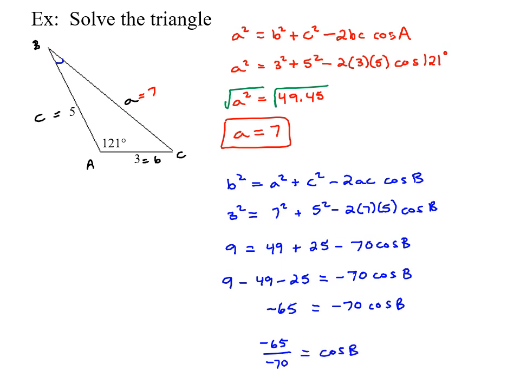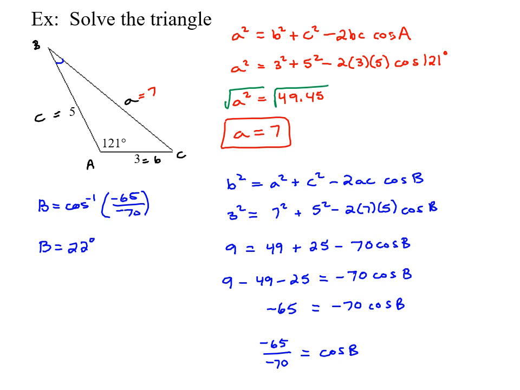I would go to the calculator. Well, actually, I'd go ahead and do the inverse first. And so I'll say that angle B must have been the cosine inverse of negative 65 over negative 70, whatever that happens to be. So I'll do second cosine of 65 divided by 70. And I get about 21.78. I'll round it off to 22 since we're looking at whole numbers here for the most part. And so that angle should be 22.